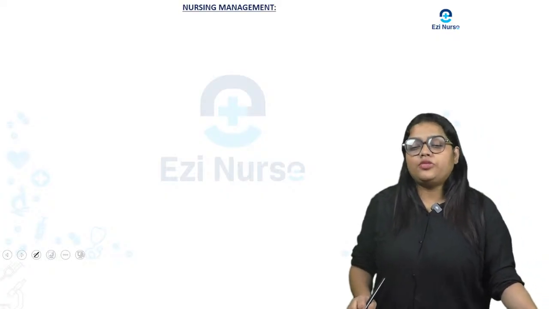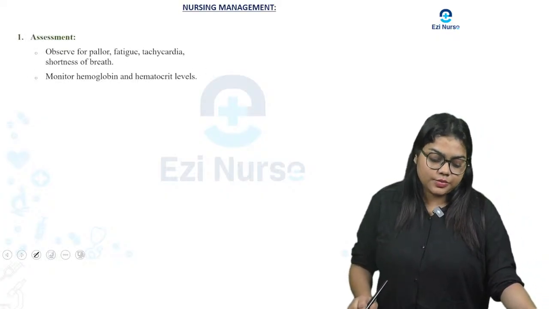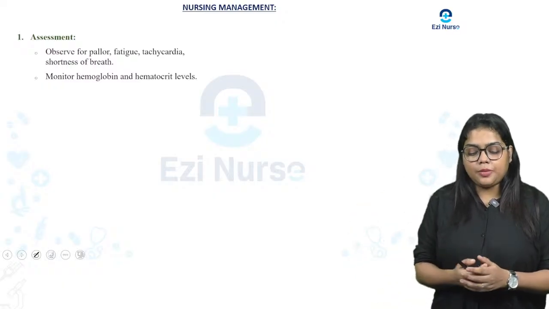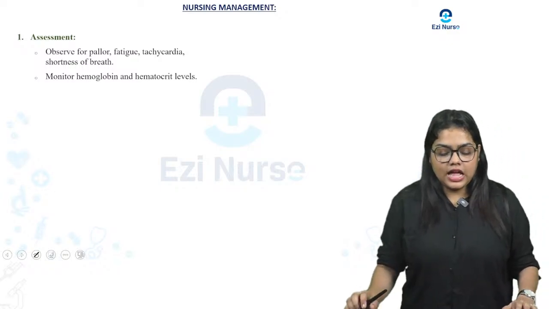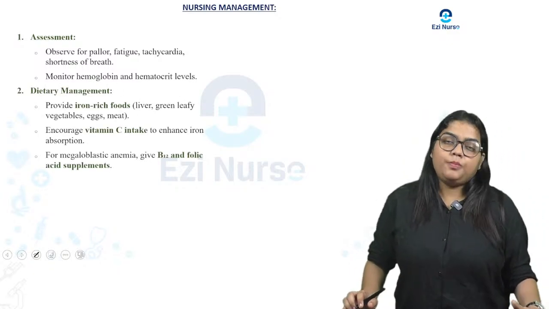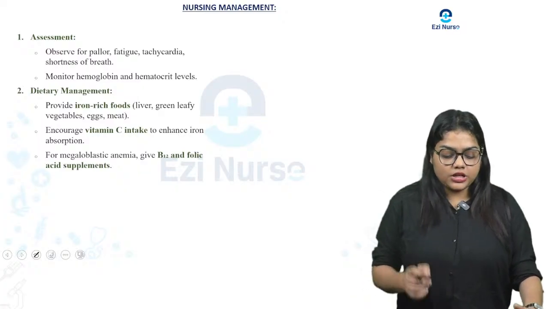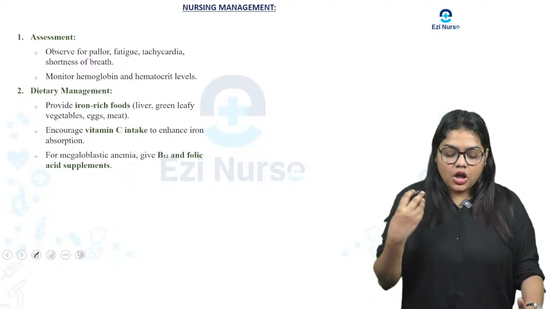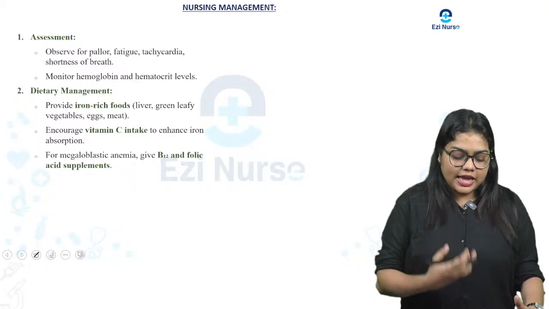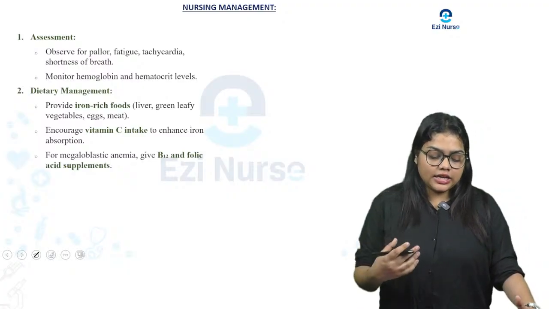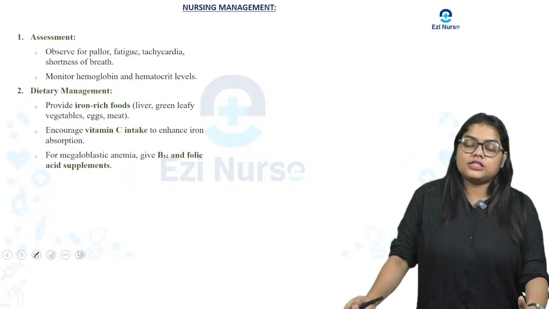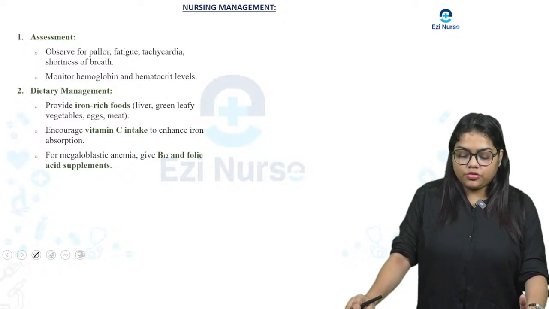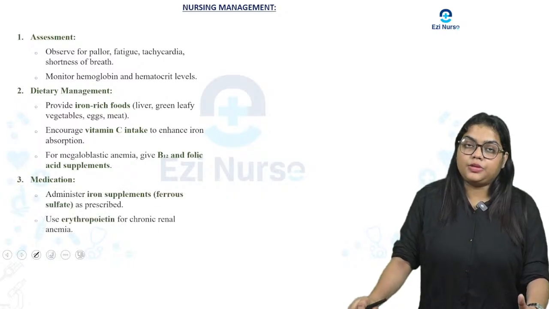Now as a nurse, how will we manage it? We will manage it through assessment to observe the pallor, fatigue, tachycardia, shortness of breath, and monitor the hemoglobin and the hematocrit levels of the blood. Next is dietary management. In dietary management, we have to provide iron-rich food such as liver, green leafy vegetables, egg and meat. Then we have to encourage vitamin C intake to enhance the iron absorption. Then for megaloblastic anemia, we have to give the B12 and folic acid supplement to the patient.